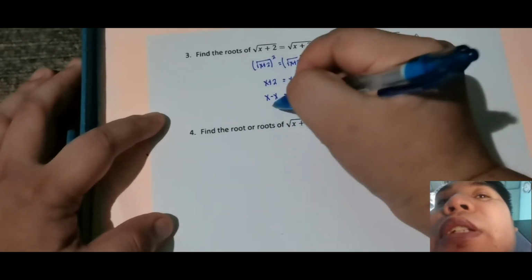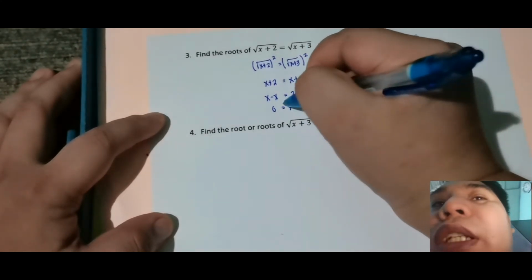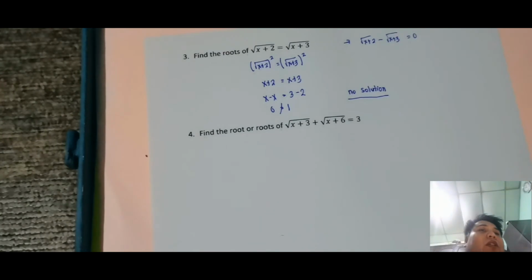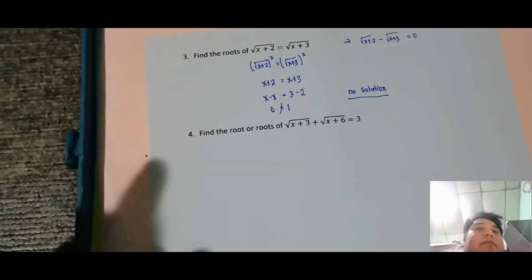Okay, ulitin ko. x minus x is 0 is equal to 1, which is not true. Tama, 0 is not equal to 1. Nangyari pa na wala yung variable x. So therefore, it has no solution. So the equation square root of x plus 2 equals square root of x plus 3 has no solution. Okay, so ulit, wala siyang root. Ganun kasimple. Okay, so tandaan nyo na.